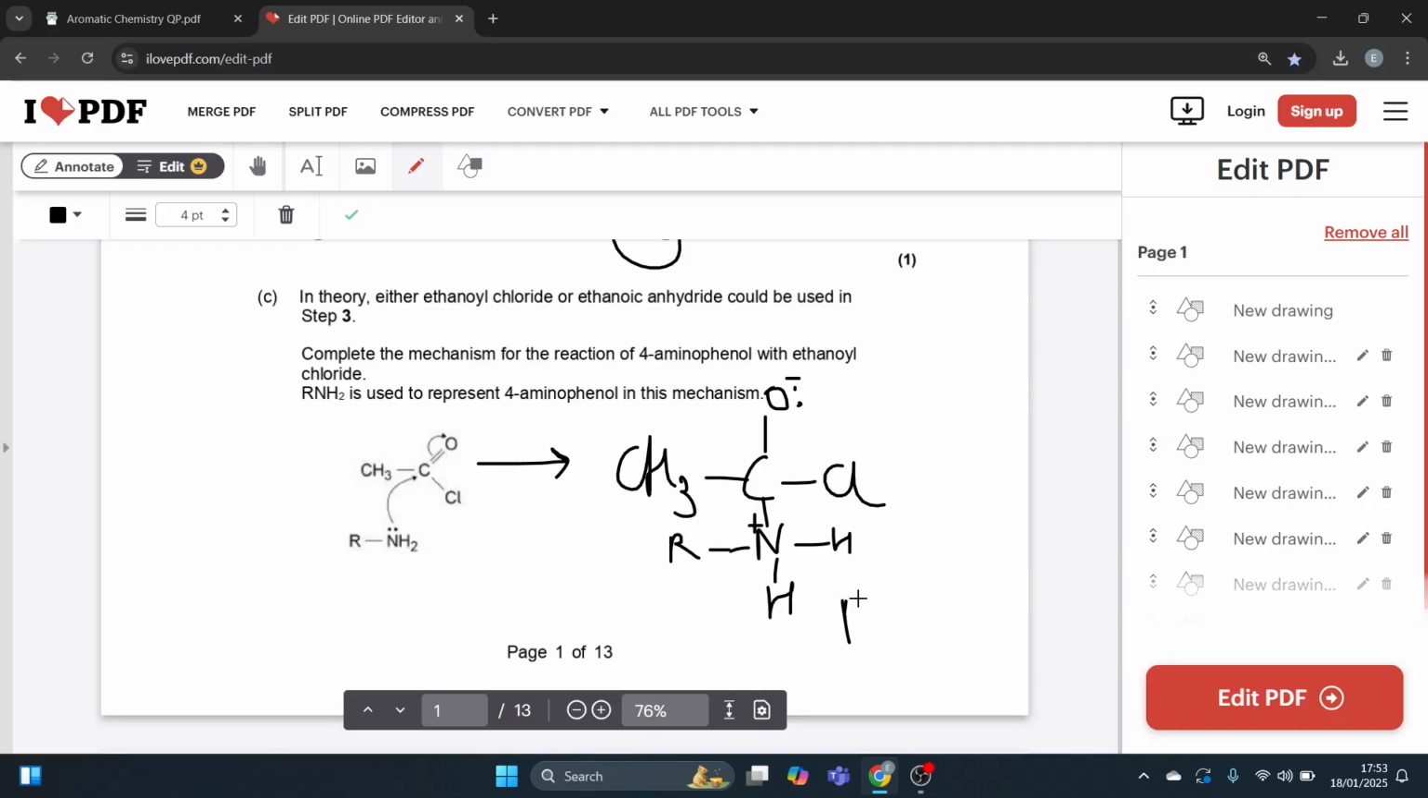And what happens is this RNH2, with the lone pair of electrons, takes a proton, goes from there to the nitrogen, and it wants to reform the double bond between carbon and oxygen. In order to reform the double bond, the C-Cl bond must break, and then all you're left with is CH3 C double bond O, and what you're left with here is NHR, because this has taken a hydrogen, acted as a base, taken a hydrogen.